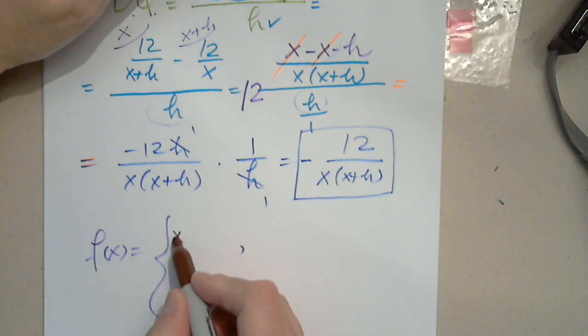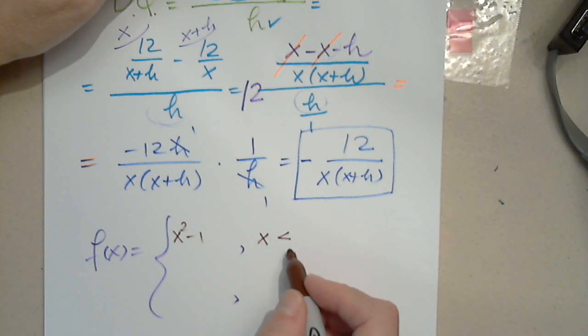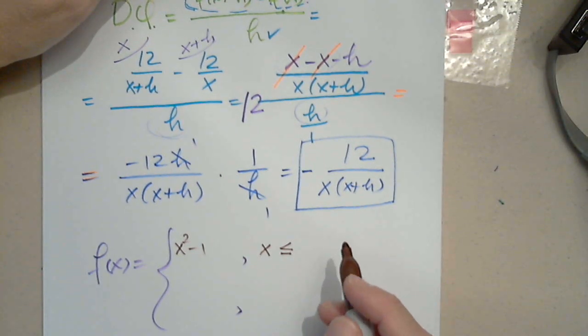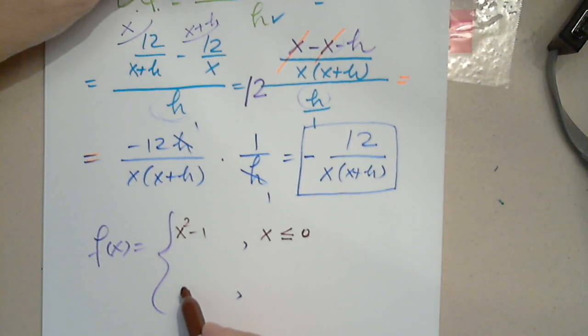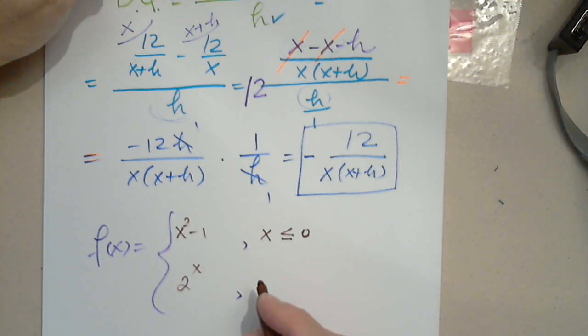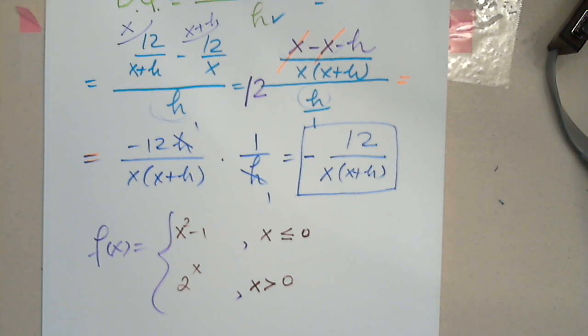So let's say x squared minus 1 for x less than or equal to 0, and let's say 2 to the x for x greater than 0. Now we can be creative because we know so many functions.